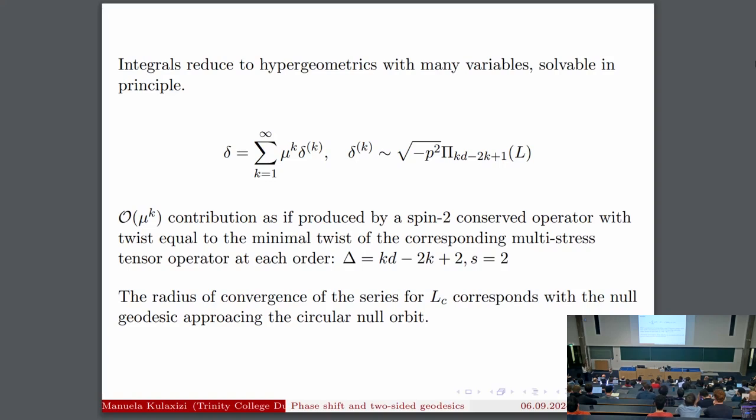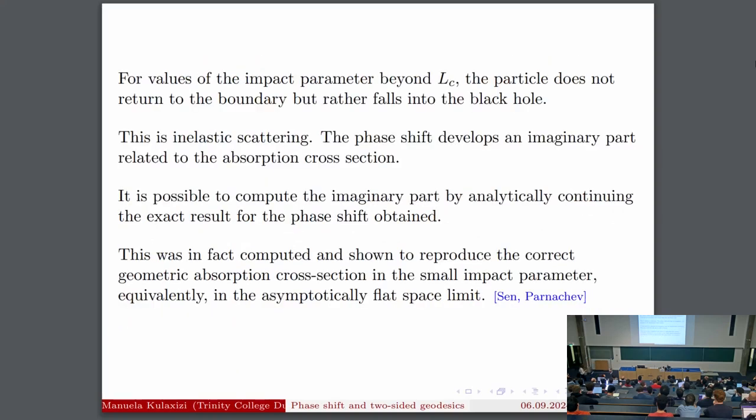But we see something else, and this is that you could see even in the normal amplitude description that there is a radius of convergence for this series. This is when the impact parameter reaches a critical value that corresponds to the particle not returning to the boundary. It starts orbiting, this is the photon sphere first, and then we lose it from sight. So what we're going to discuss here is what we can do in that context. For values beyond that, the particle falls into the black hole.